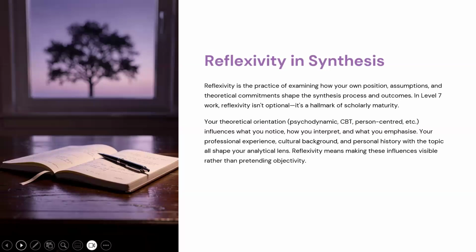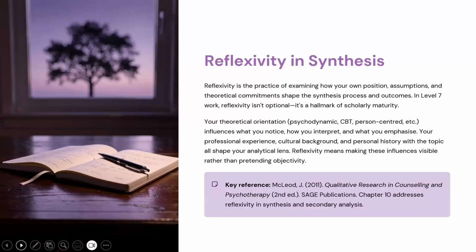Your theoretical orientation, so your psychodynamics, CBT, person-centered, whatever, influences what you notice, how you interpret, and what you emphasize. Your professional experience, your cultural background, and your personal history with the topic all shape your analytical lens. And reflexivity basically means that making these influences visible should be your priority rather than pretending to be objective. One key reference is McLeod, Quality Research in Counseling and Psychotherapy, second edition. Again, this can be found online, and you will be looking at chapter 10, which addresses reflexivity in synthesis and secondary analysis.